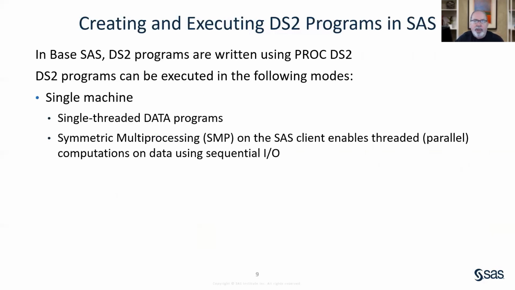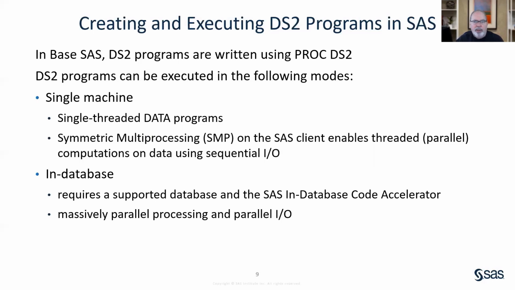Now, you can write a DS2 program in many ways, but in this class, we're going to use Base SAS as our client, if you will, for writing DS2 programs. And to do that, we'll use PROC DS2 in a traditional SAS programming environment. DS2 programs can be executed right on the SAS compute server in single machine mode. In single machine mode, you can still have multiple threads of compute process going, but there will be a single read-write thread. This is called symmetric multiprocessing.